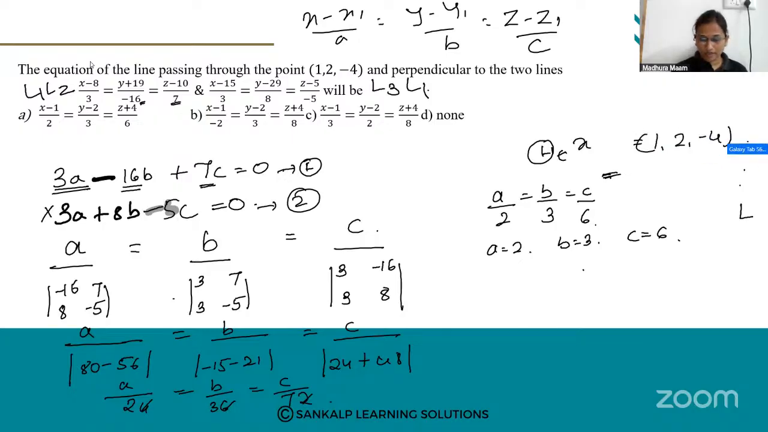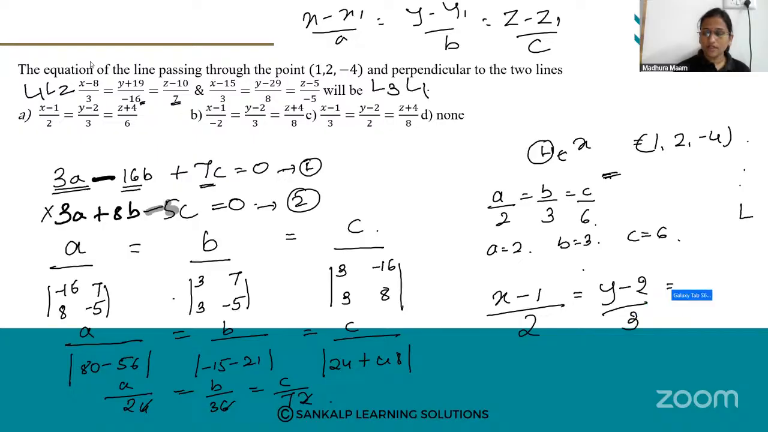So now your equation is x minus x1. What is x1? 1. Value of a is 2. Y minus y1. What is y1? 2. And value of b is 3. Z minus z1. What is z1? Minus 4. So minus of minus is plus and the value of c is 6. And this should be your final answer.